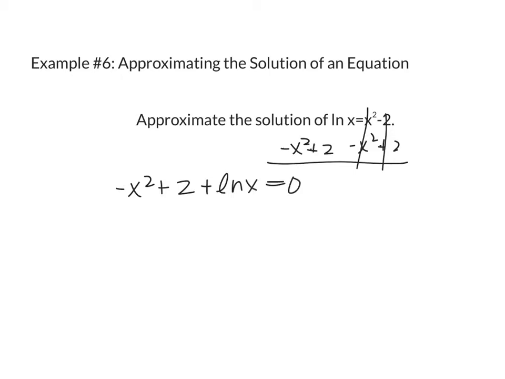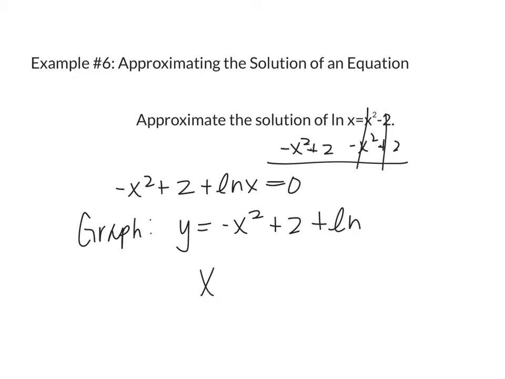So what's best for us is to graph this in our graphing calculators. Specifically, we're going to graph y equals negative x squared plus 2 plus the natural log of x. You're going to get some graph, and your job is to find the zeros. And remember, zeros are your x-intercepts, so where it crosses the x-axis. What we'll get for values of x is about 0.14 and about 1.56.